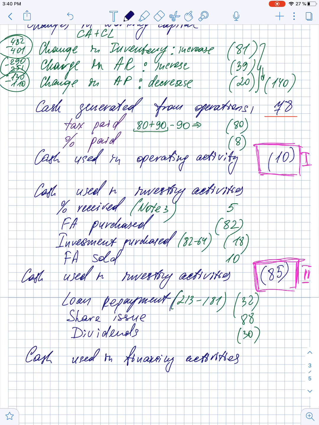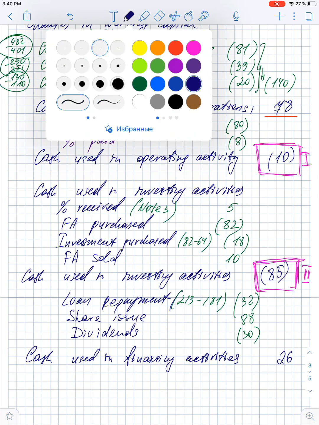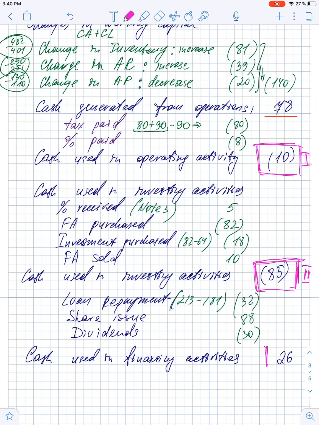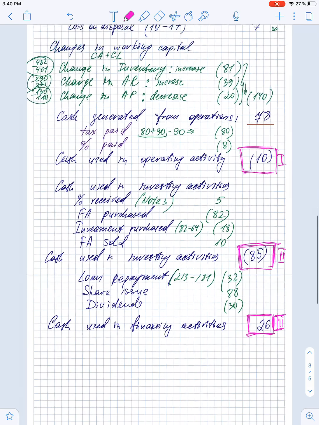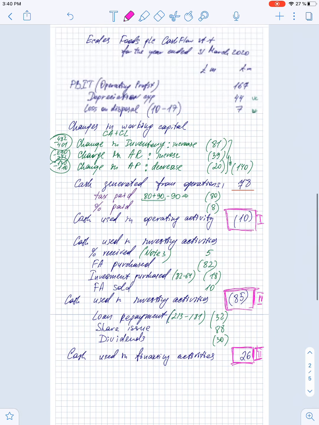Cash used in financing activity would be 26 with a plus sign. That would be the third and last subtotal of the cash flow, the closing figure in section 3 of cash flow. And the final thing we have to do is to calculate the net change in cash. The final line of the cash flow statement, net change in cash for the period.